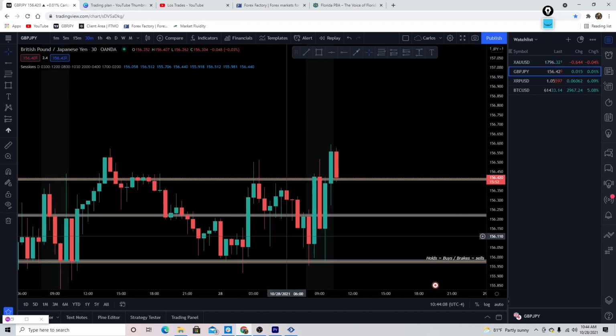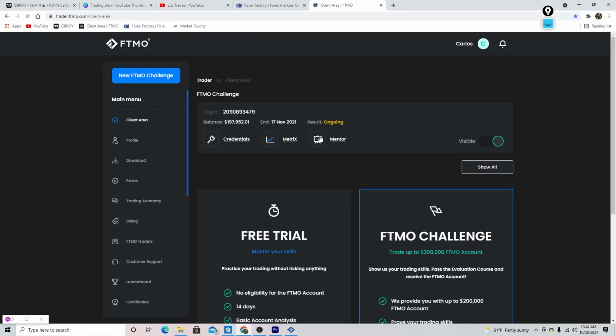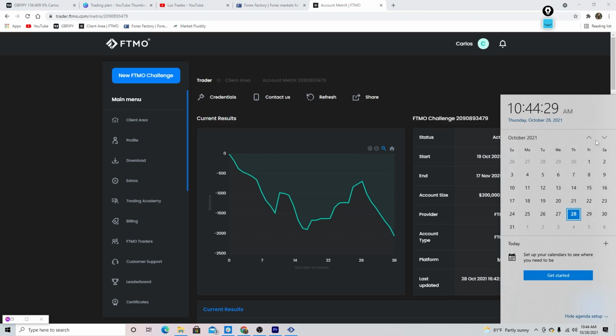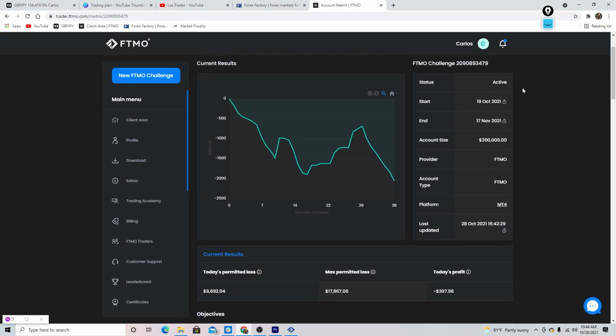But take a look at this, right? Let's go here in metrics. 17th of November. Okay, so we have 1, 6, 11, 12, 13, 14. So we have 14 days, right?